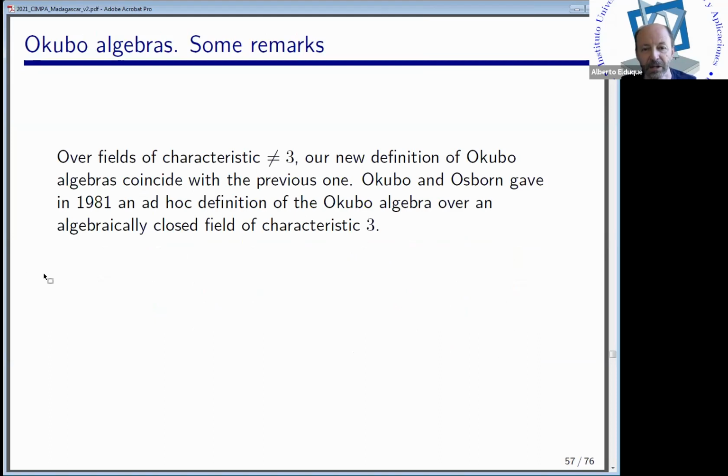Okay, some remarks. Well, the first has already been explained. The new definition coincides with the old definition in characteristic different from 3. Actually, it is simpler because we don't have to split our situation depending on whether the field contains the cubic roots of unity or not. So this is a nice general definition of Okubo algebras.